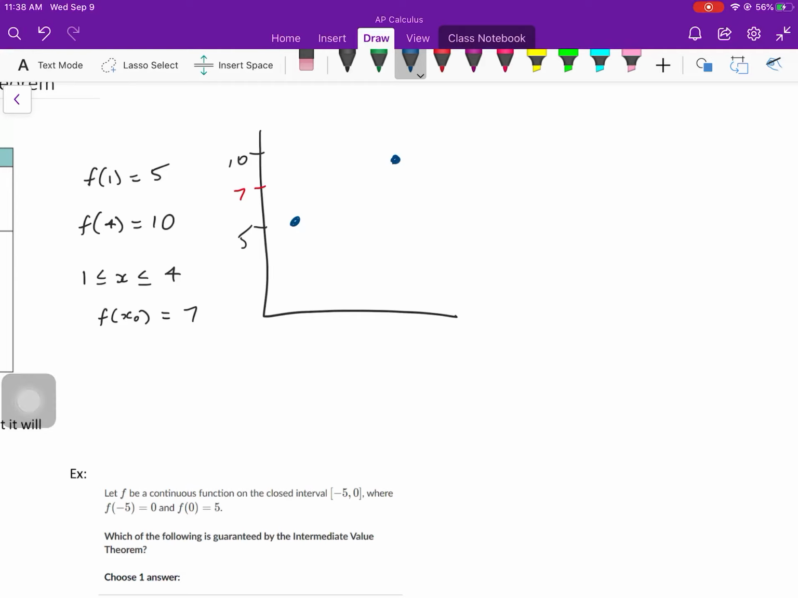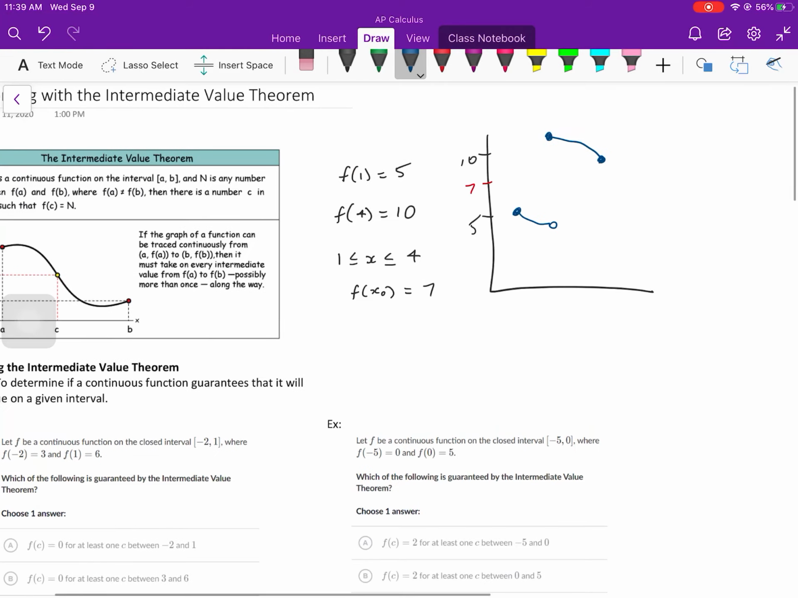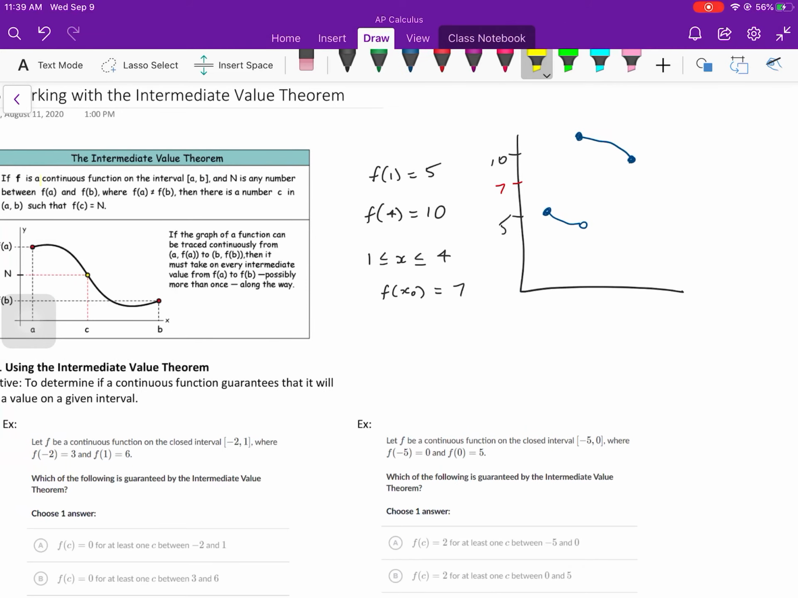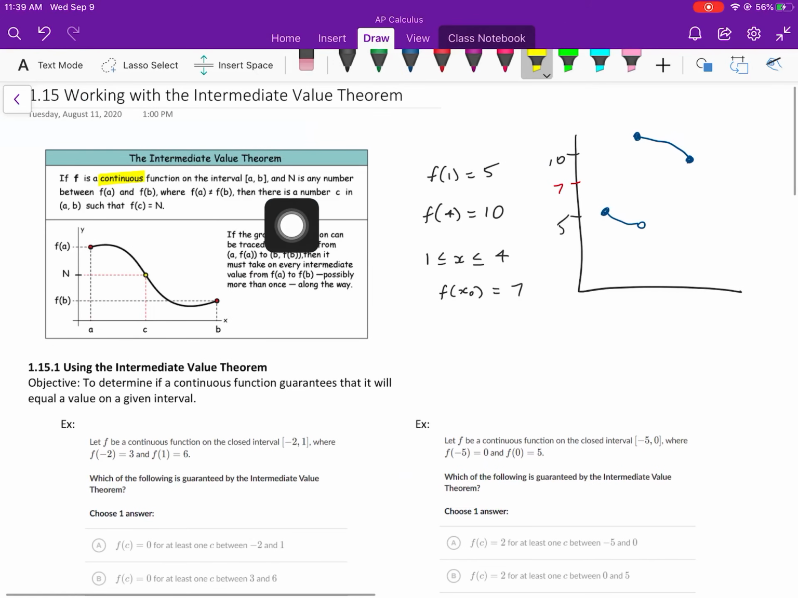Now, how is that guaranteed? Well, what if there's a jump discontinuity? Well, then it doesn't equal 7 at any point in there. But remember, the requirement in order to have the intermediate value theorem work is that it has to be a continuous function. It's kind of funny because there's all these words, and really the continuous function is kind of the most important part because if it's not continuous, it's going to fail. Or not necessarily fail, but there's a chance it could fail.